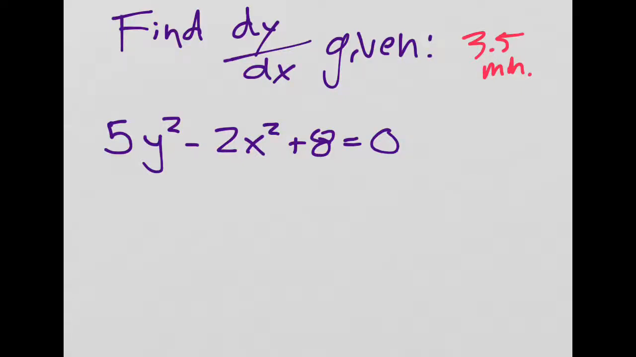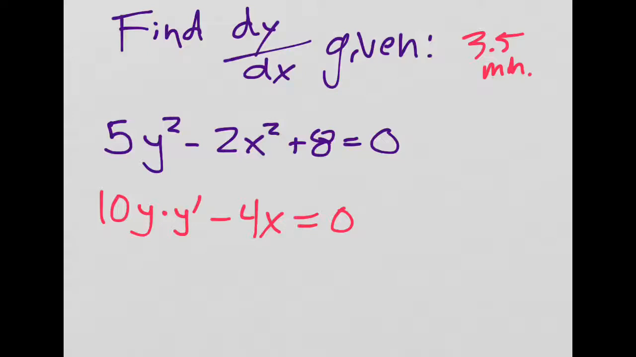Alright, so hopefully you have found a derivative, dy/dx, for this. Let's go ahead and take a look at it together. 5y squared is going to become 10y. And this time, instead of writing dy/dx, let's write y prime, because they mean the same thing. So 10y y prime, minus 2 times 2 is 4x. The 8 goes away. The derivative of a constant term is 0. So I get equals 0 right there.